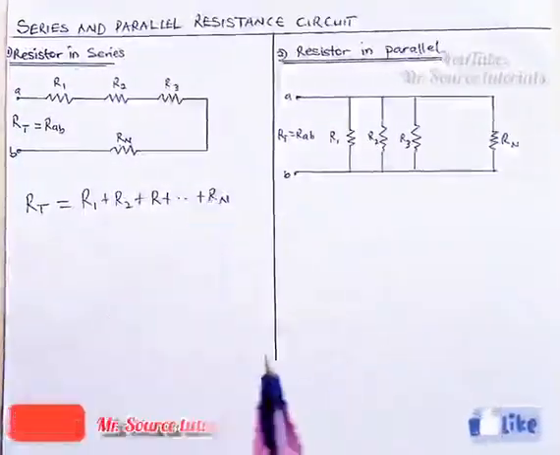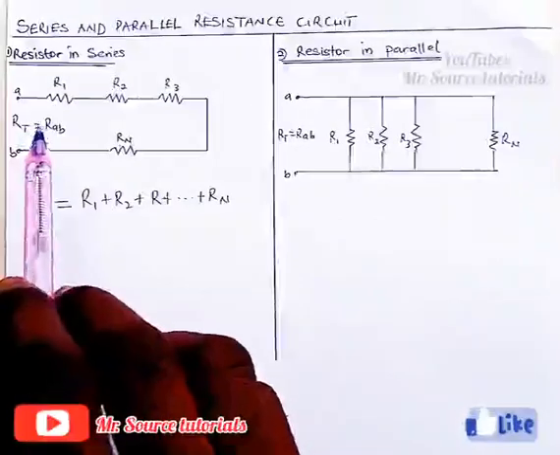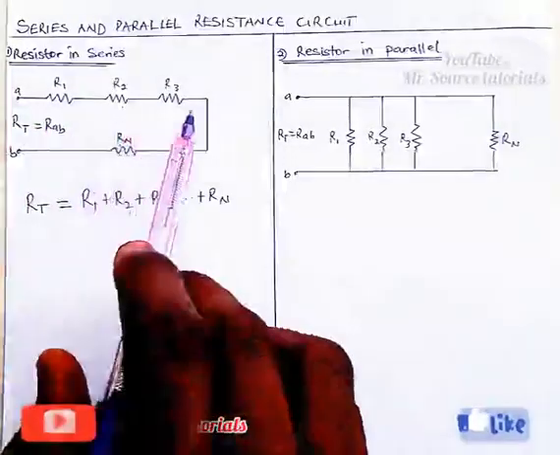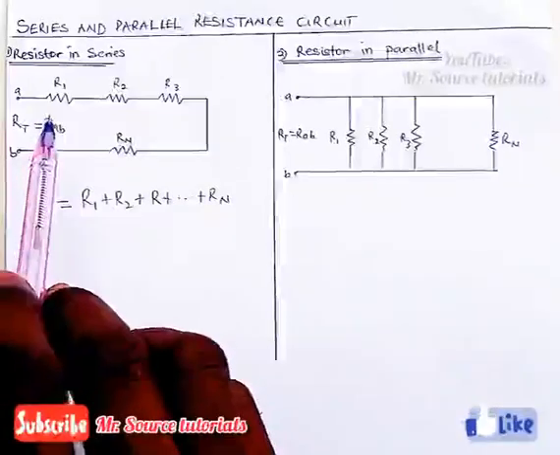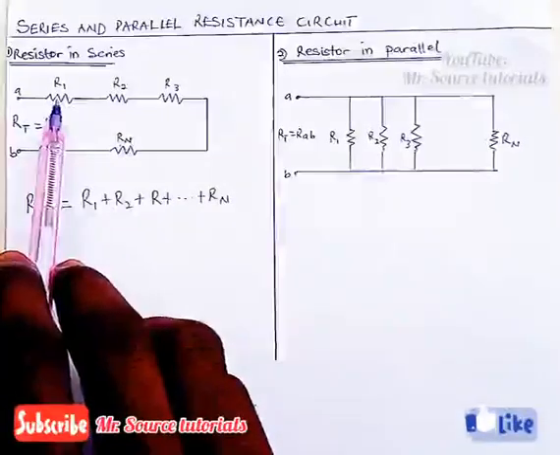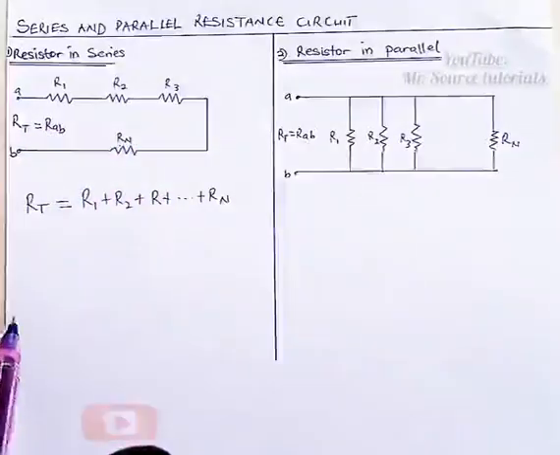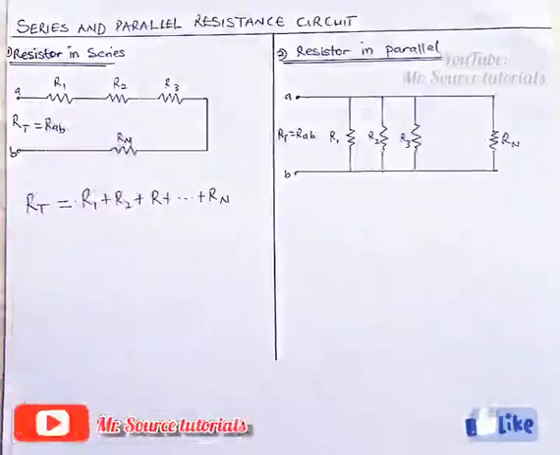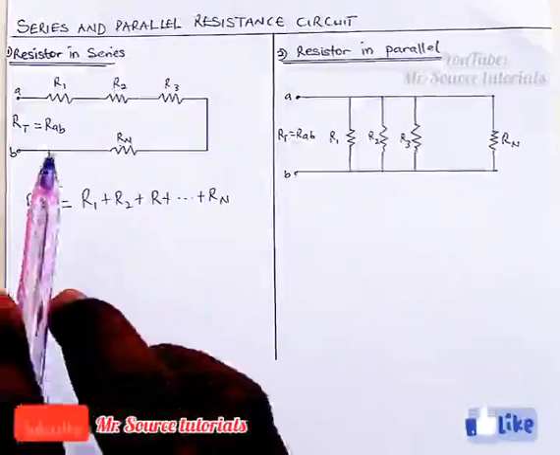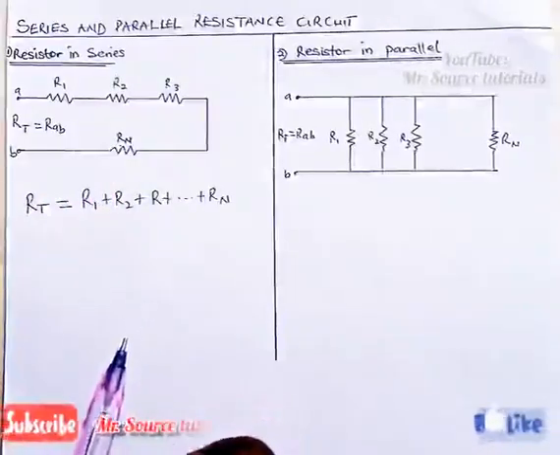As you can see in this circuit, the same current is flowing through the closed loop, the closed path, which implies that the current flowing through resistor R1 will flow through all the resistors in the circuit. But the voltage drop at each resistor is different, while the current is the same. That is one of the characteristics of a series connection.